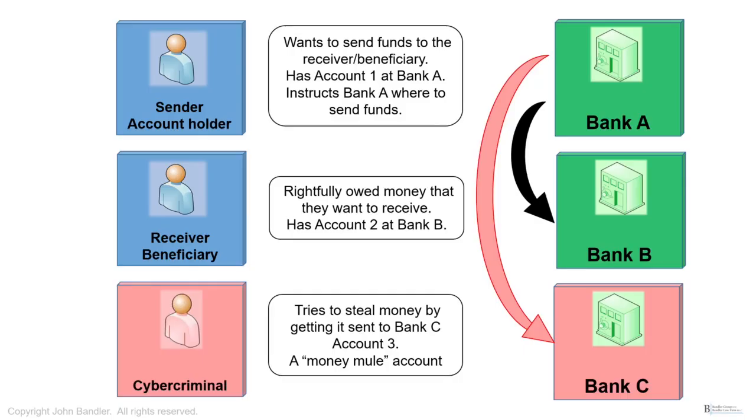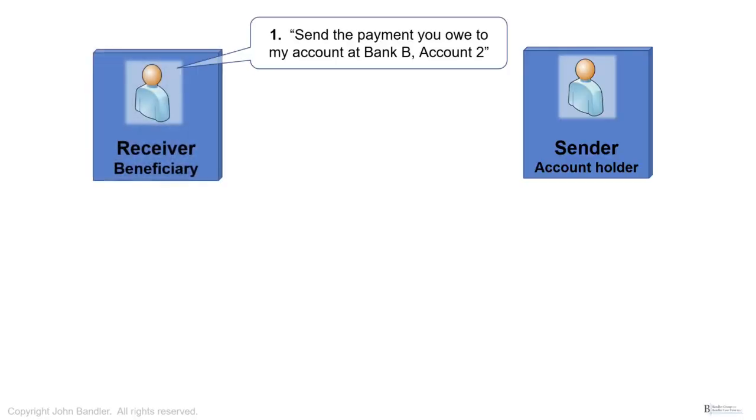They are helping to steal the money. They're helping to launder the money. And this is how the bank wire is supposed to go. Receiver tells the sender the instructions on where to send the money.